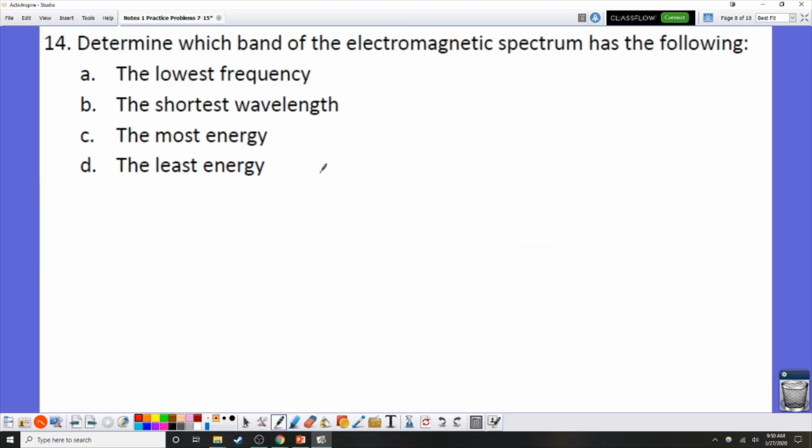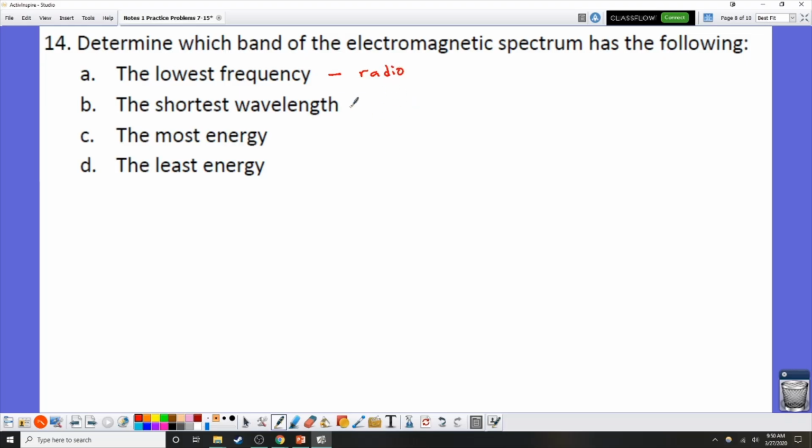Number 14 is a multiple choice. It says determine which band of the electromagnetic spectrum has the following: the lowest frequency, the shortest wavelength, the most energy, and the least energy. So it's actually not a multiple choice, it's just multiple parts to it. So which one has the lowest frequency? It's going to be radio waves.